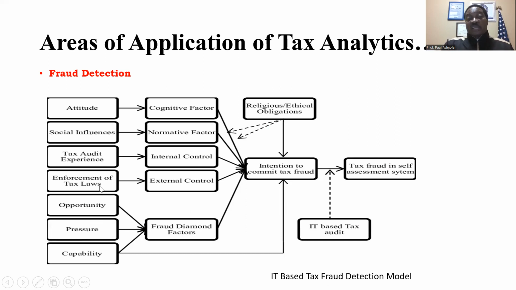Then enforcement of tax law, if it's weak, of course, there will be opportunity to perpetrate fraud. Tax audit experience, because people have done audits before, and from their experience, they've established that when you allow human beings to assess themselves, in a self-assessment system, there is every tendency that there will be fraud. Social influences is their attitude. They are just some human beings. Human wants are insatiable. Or there are some people also, no matter what they have, they are just not satisfied.